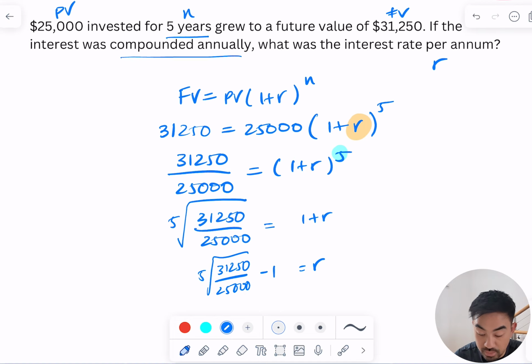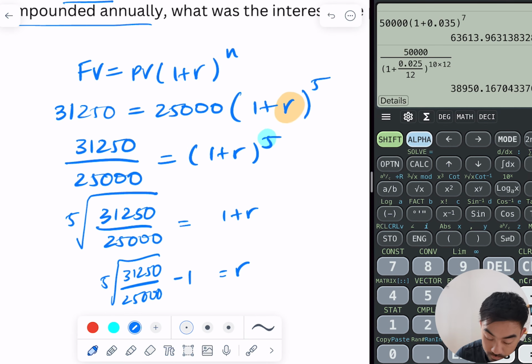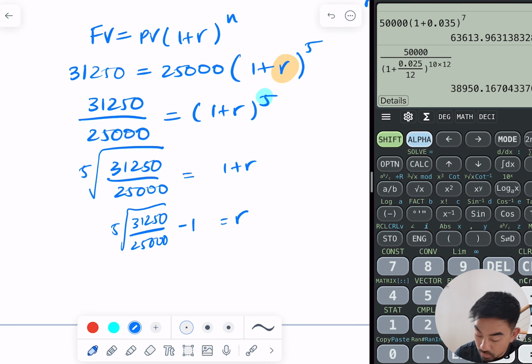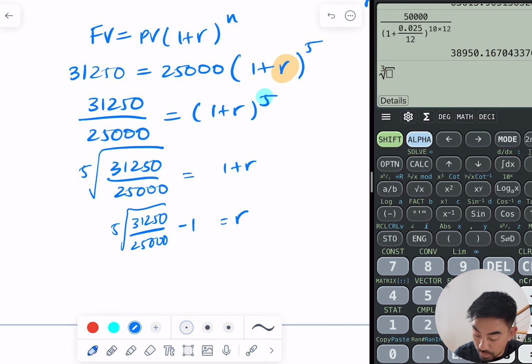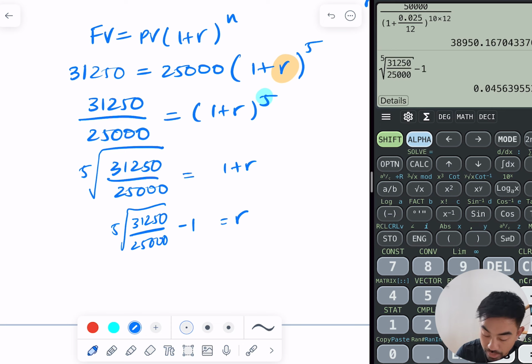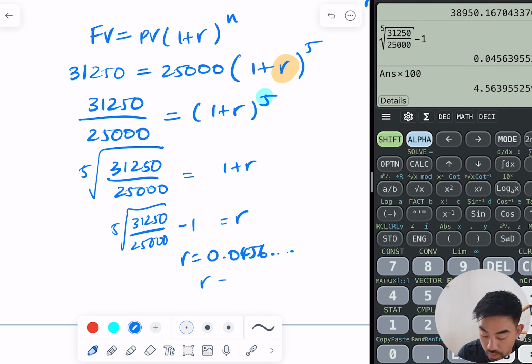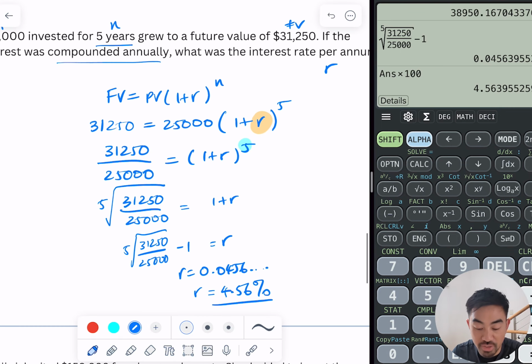So just popping that in the calculator. Normally your calculator will be the shift square root button. Actually, I lied, but it's okay, I can just change it here. So that is going to be 5 inside the root, and inside the root will be 31,250 over 25,000. And I'm going to take away 1. So my answer, r, is 0.0456, times 100 to get a percentage. So r is equal to 4.56%. Okay, so that's an example where you need to find the r, or find the rate.